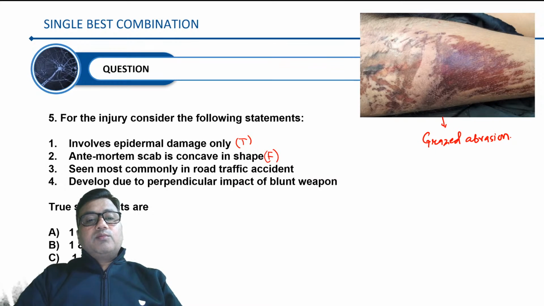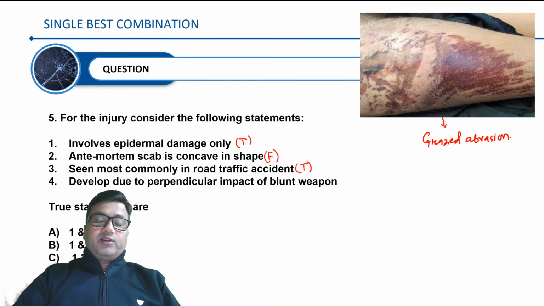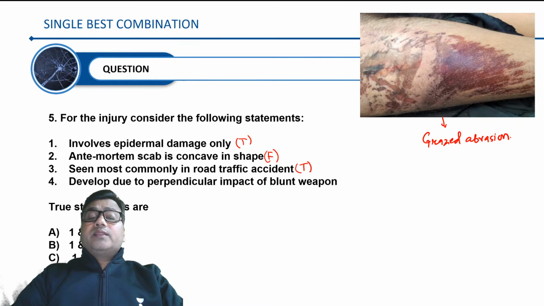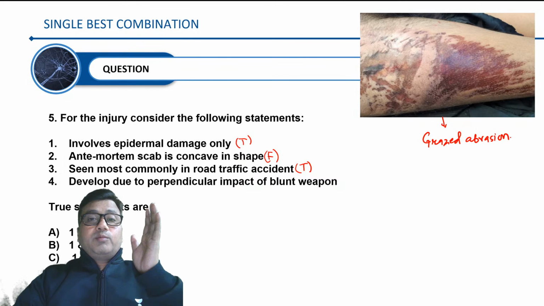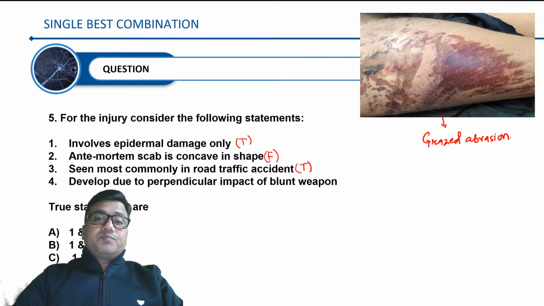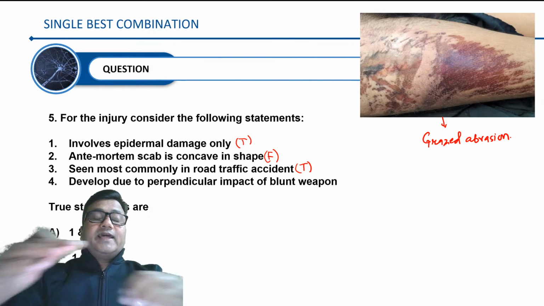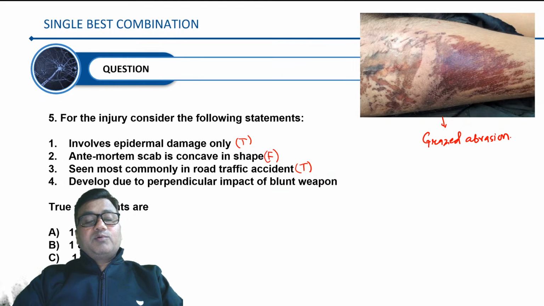Third, seen most commonly in road traffic accident, which is true. Grazed abrasions are very common in road traffic accidents. In fact, their presence on the body in an alleged case of a road traffic accident highly tilts the case towards a road traffic accident itself. Most of these grazed abrasions develop as a result of tertiary impact. When we talk about road traffic accidents, we talk about primary impact, secondary impact and tertiary impact. They are tertiary impact injuries, at the point when the person slides onto the road after being hit by a vehicle. At that point, because of the tangential grazing, grazed abrasions develop on the body.